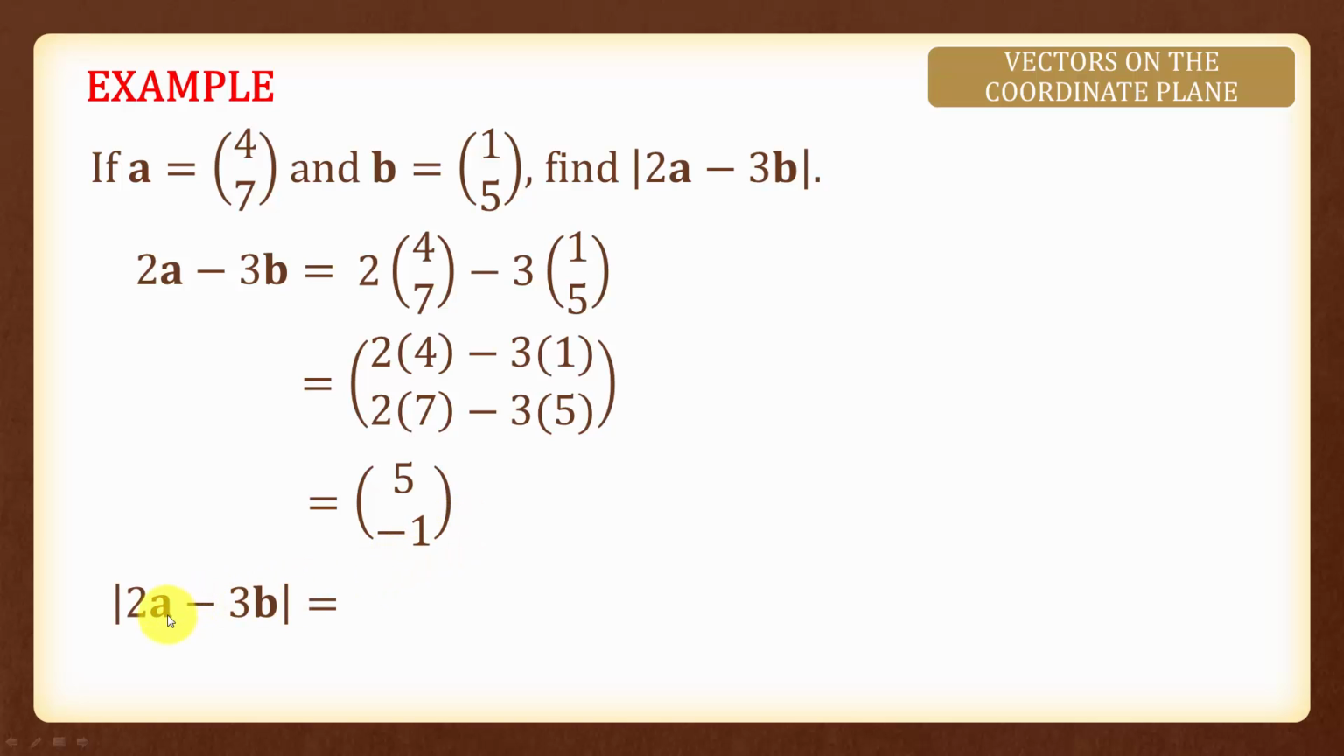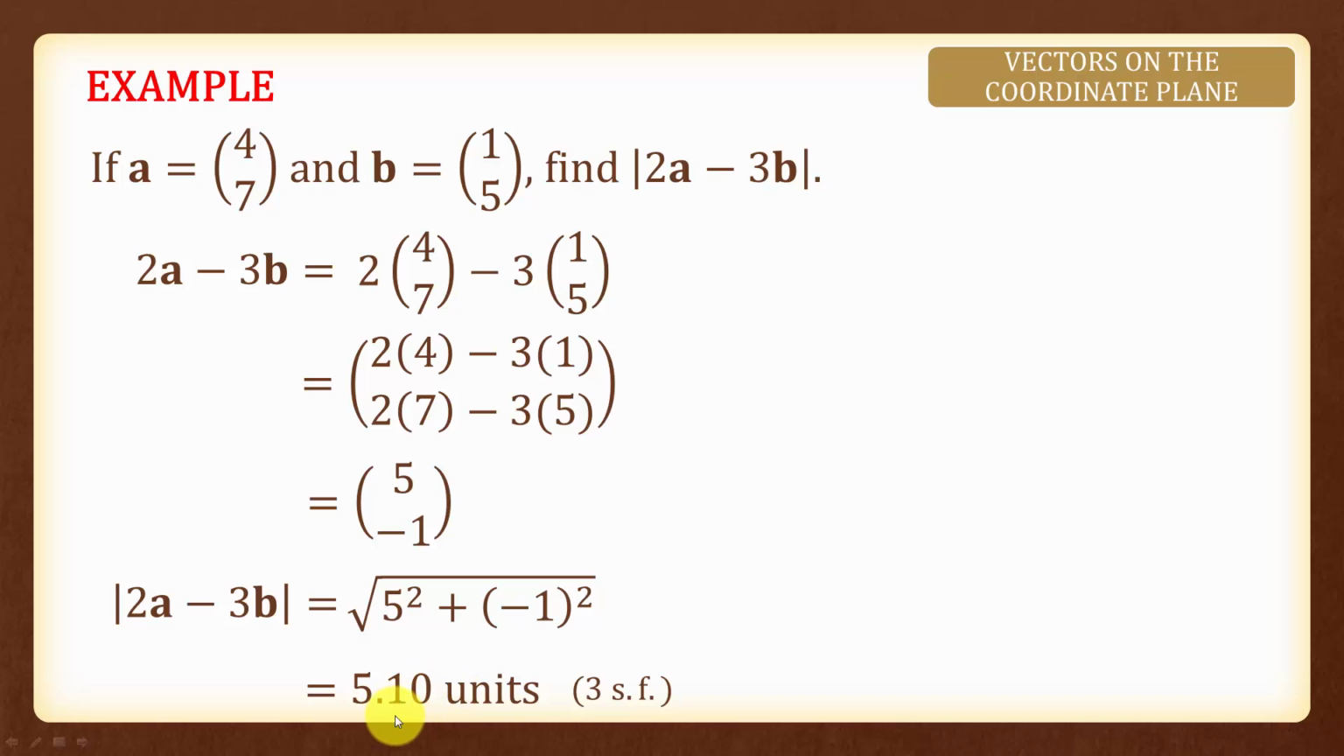To find the magnitude of 2a minus 3b, we will use Pythagoras theorem, square root of x squared plus y squared. It will give us square root of 5 squared plus negative 1 squared, which is equals to 5.10 units rounded off to 3 significant figures.